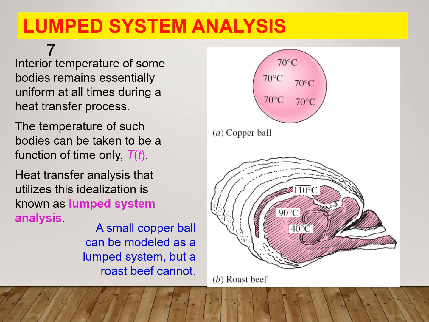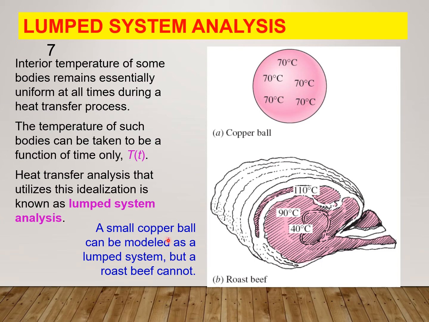As I told earlier, when we talk about transient conduction through large plane walls, we come across the concept of lumped system analysis. This is a very important topic. If we understand this, we can similarly understand the transient conduction through large plane walls. So what is a lumped system? I will explain it. The interior temperature of some bodies remains essentially uniform at all times during the heat transfer process. The temperature of such bodies can be taken to be a function of only time. It changes only with time, not with distance, not with length or any other dimension. Heat transfer analysis that utilizes this idealization is known as lumped system analysis.